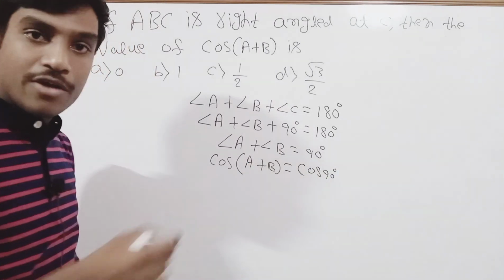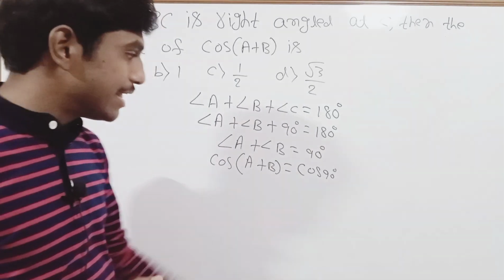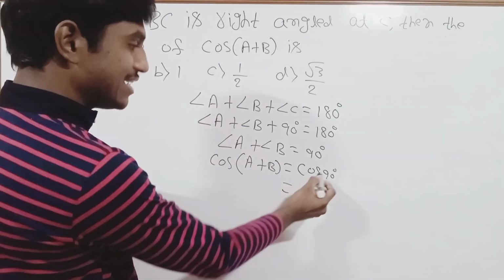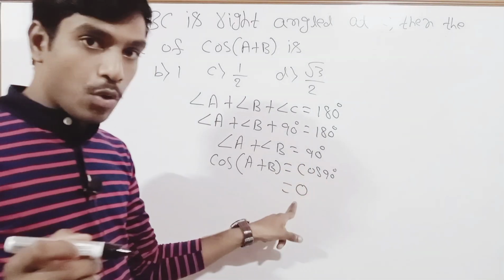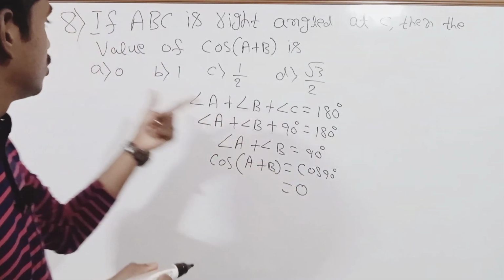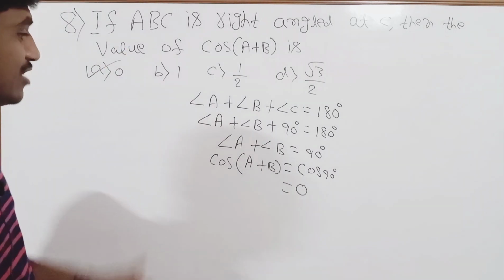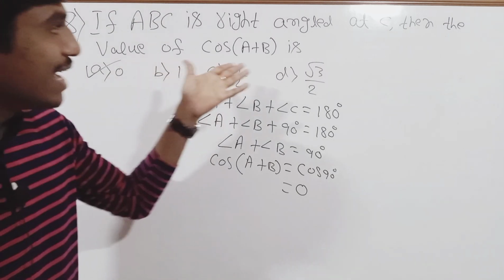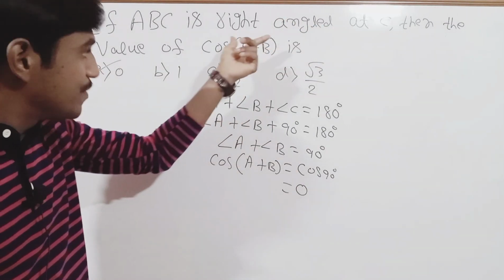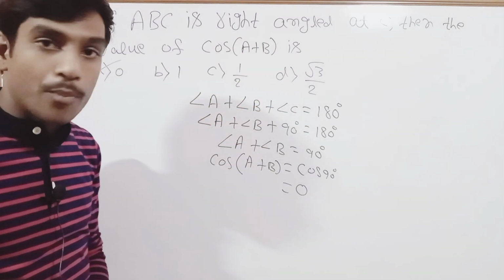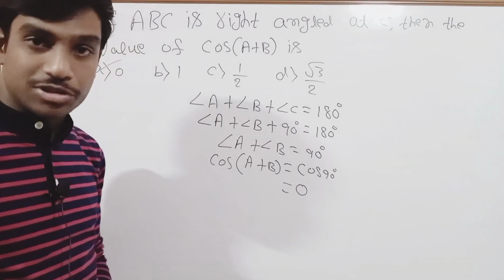Applying cos on both sides, we get cos(A plus B) equal to cos 90 degrees. We know that the value of cos 90 is 0. Sin 90 is 1, so cos 90 is 0. So the answer is option A, which is 0. So when they give a question like this, when they mention that it is right angled at C and we need to find A plus B, we can use the angle sum property of a triangle to find the solution of this kind of question.